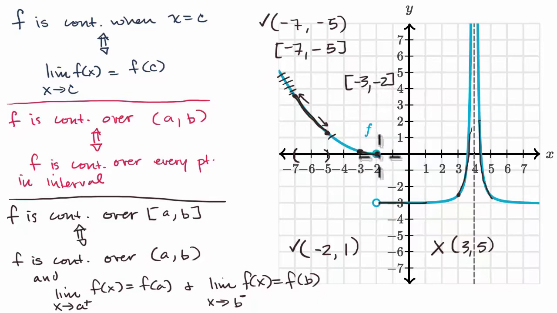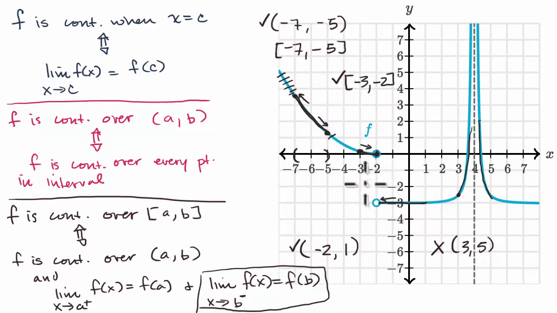But at -2, the two-sided limit does not exist. When you approach from the left, it looks like you're approaching 0. F of x is equal to 0. When you approach from the right, it looks like f of x is approaching -3. So even though the two-sided limit does not exist, we can still be good because the left-handed limit does exist, and the left-handed limit is approaching the value of the function. So we actually are continuous over that interval.